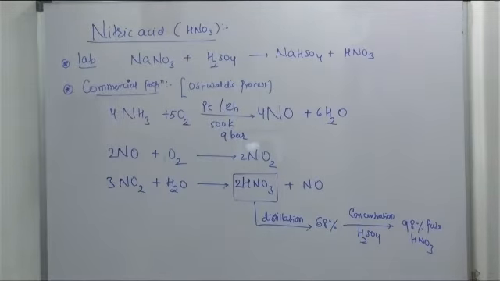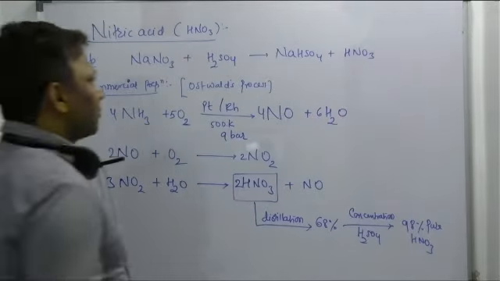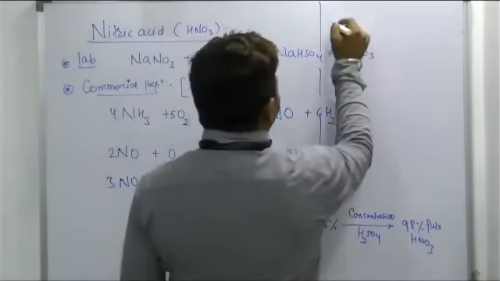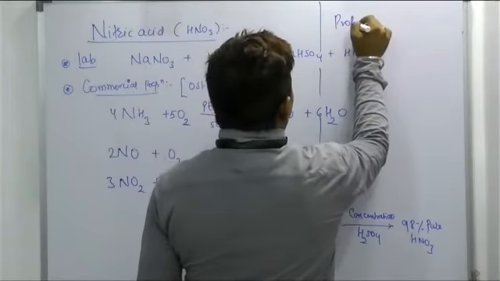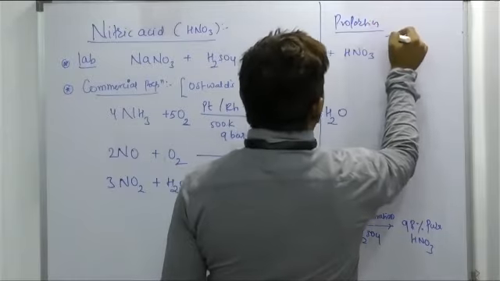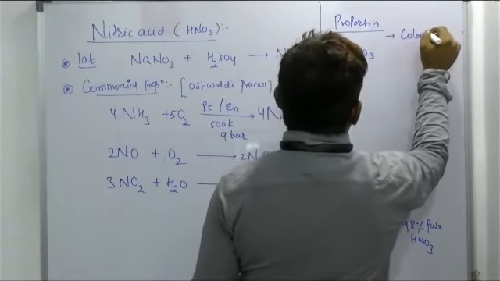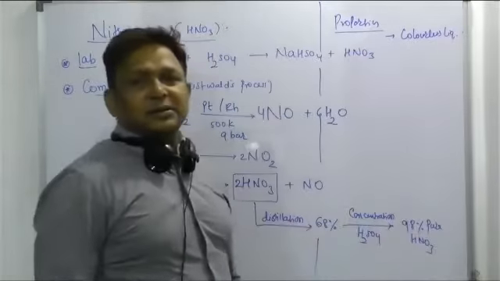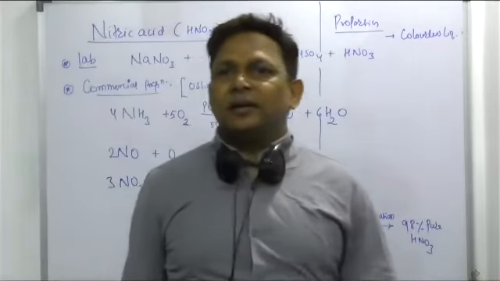Chalo, we'll see the properties of nitric acid, beta, how it will be and what the important properties of nitric acid are. See here. I will write here itself, beta. So if you want to talk about the properties of nitric acid, I should say it is a colorless liquid. It is a colorless liquid, right?